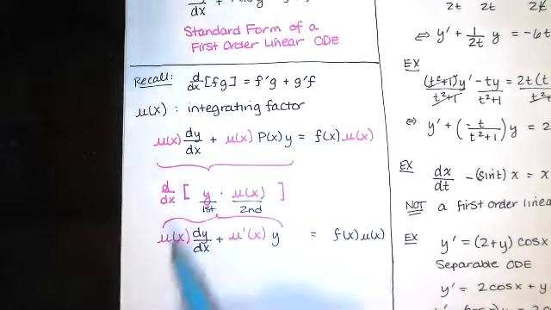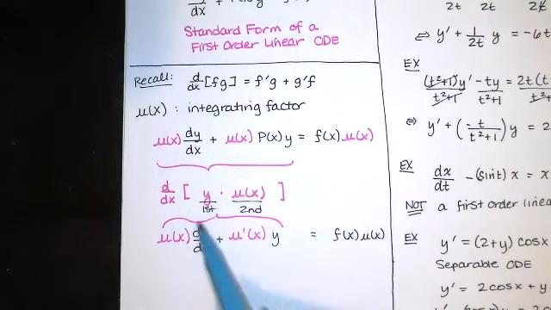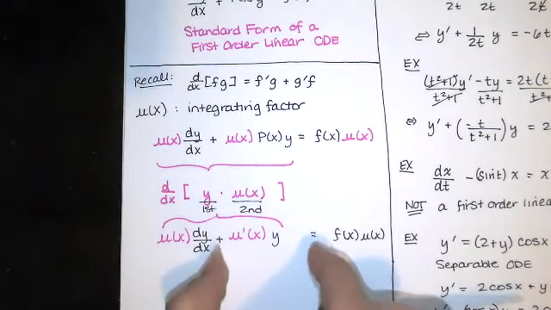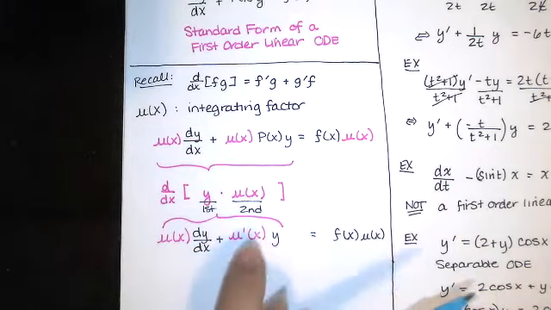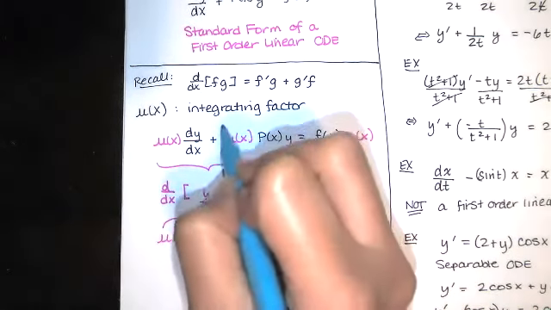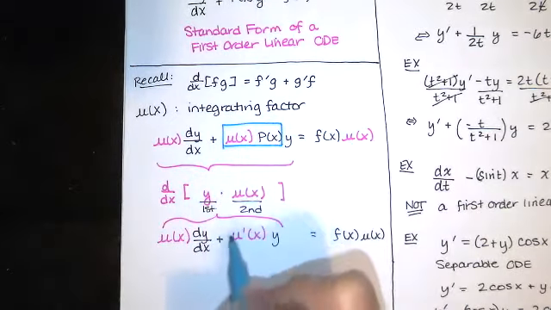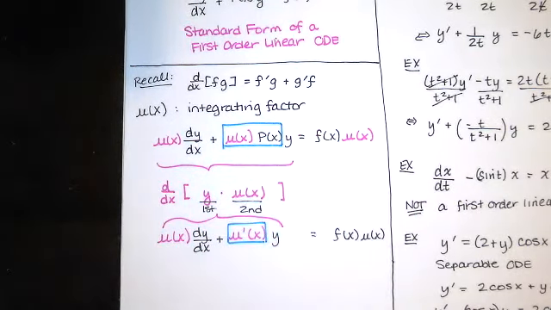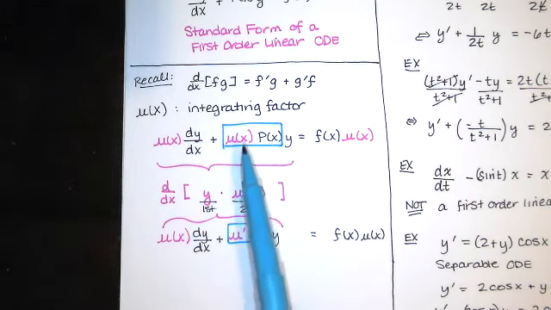Well, these guys already match. So I've got mu times y prime right there and mu times y prime right there. I'm good. The only part that doesn't match is this part. And actually, the y's match. In order to figure out what mu would have to be, so that multiplying by mu would make this left-hand side the derivative of a product, y times mu of x, I just have to solve this simple differential equation. The only way that this is going to be equal to this is if mu prime is equal to mu times p of x.